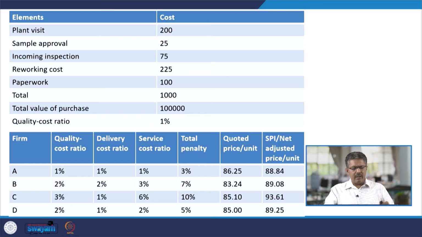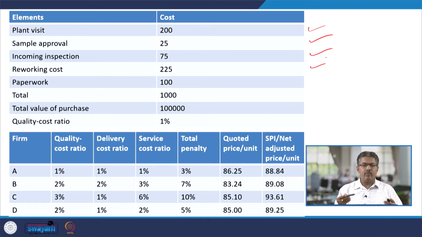Now, let us take this example. Let us say there are different elements, for example, plant visit. The charge is, let us say you are spending 200 rupees, approving the sample 25 rupees, inspection 75, reworking cost, suppose you need some reworking on the product, paperwork 100, and the total comes to 1000, right. Total value of purchase is, let us say 1 lakh. So, if you look at the quality cost ratio, it is 1%, right, 1%.